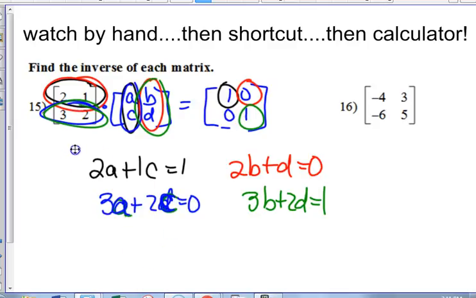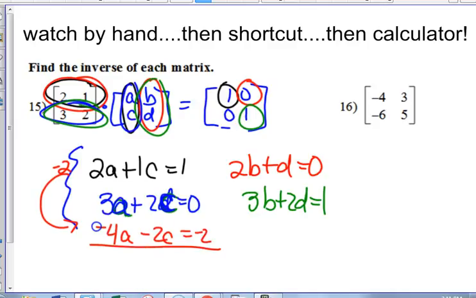Now this is a little baby system. Do you see that? It has only a's and c's. So I'm going to multiply this row by a -2 and write it down here. I get -4a minus 2c equals -2. I add those together. I get -a equals -2. A is 2. I plug a equals 2 back in here. I get 4 plus c equals 1. I subtract. I get c equals -3.